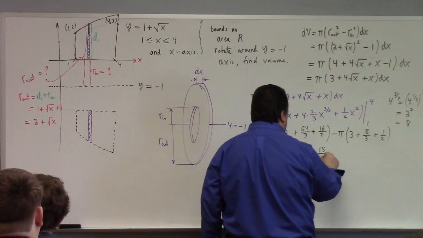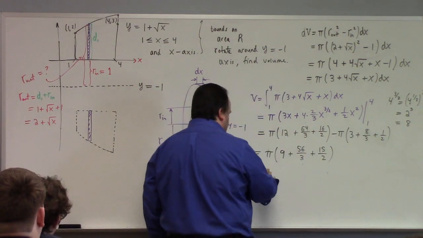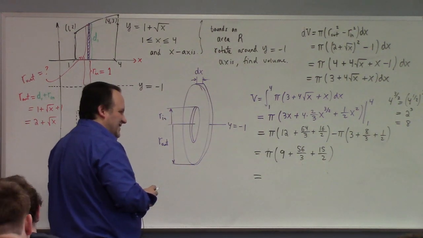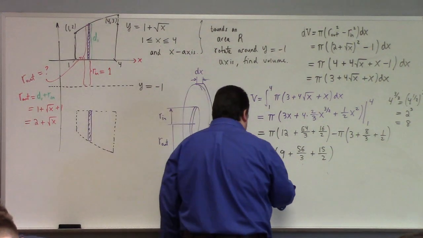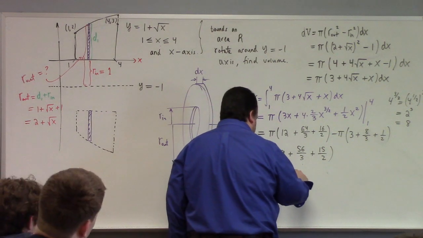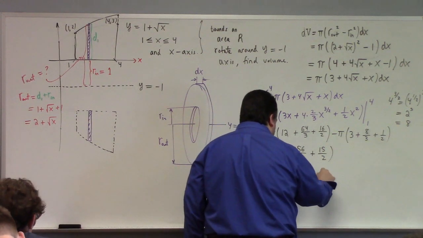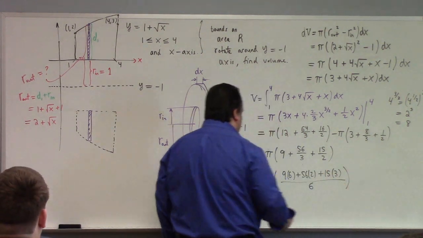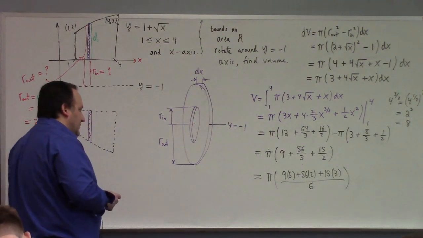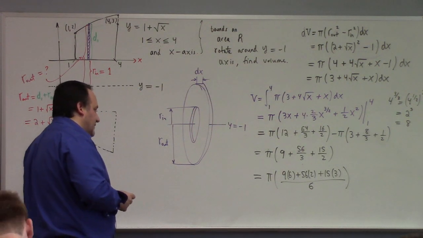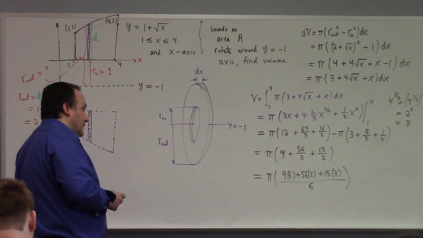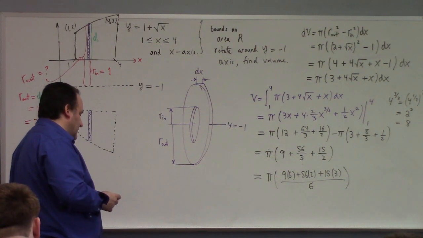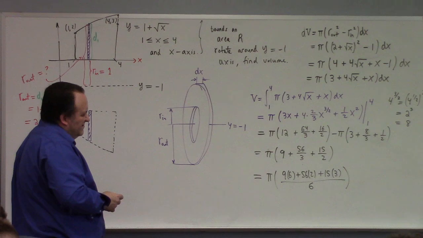Of course, you could do this arithmetic a different way. That's just the way I chose. And then I think I'd like my answer to be in sixths, right? So pi times (9 times 6 plus 56 times 2 plus 15 times 3), all divided by 6. Make a common denominator there. So that's like 54 plus 112, which is 168.